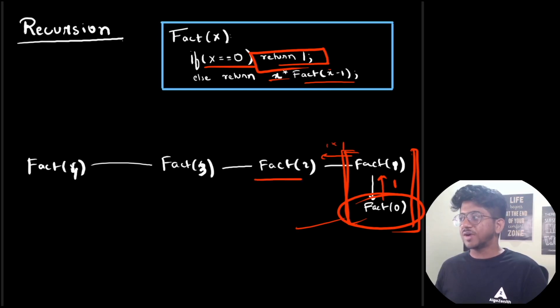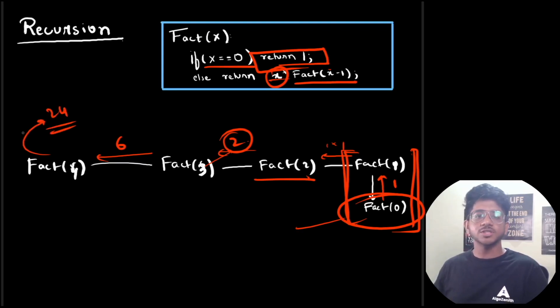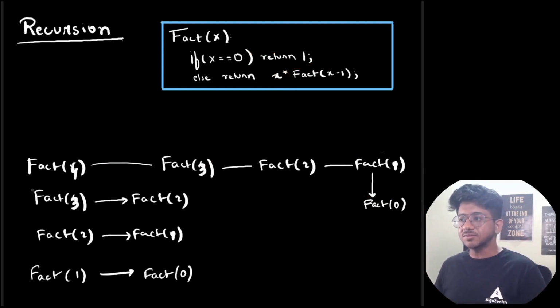For factorial of 2, the calculation is 2 into factorial of 1, which is 1 in this case, so this is going to return 2. Similarly, 3 into 2 gives a return value of 6. 4 into 6 is going to return 24. So this is how the recursion works. When we call a function, it returns a certain value, and then you return the final thing using that returned value. So the way we model things in mind is with individual interactions.